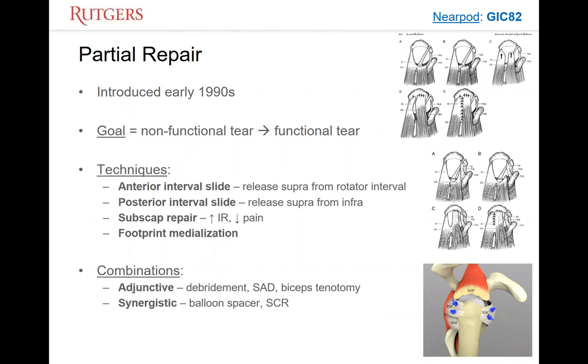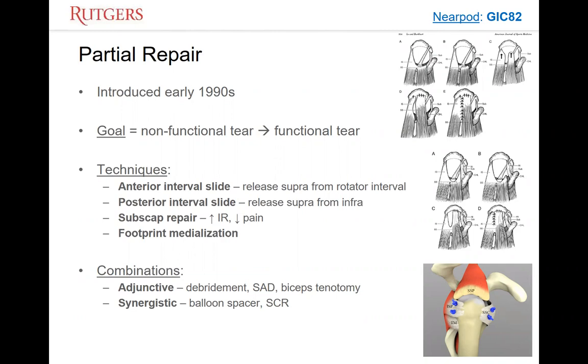Anterior interval slides involve release of the supraspinatus from the rotator interval, effectively incising the coracohumeral ligament, and that enhances the mobility of the supraspinatus and increases the possibility of repairing it to the tuberosity. Posterior interval slides release the supraspinatus from the infraspinatus with similar improvements in mobilization, but may in theory devascularize the supraspinatus tendon. When these slides are performed, the margins are often reapproximated or converged to reduce the tension on the repair. In addition, the cuff footprint can be medialized up to 10 millimeters from the original location if repair to the anatomic footprint can't be performed without undue tension.